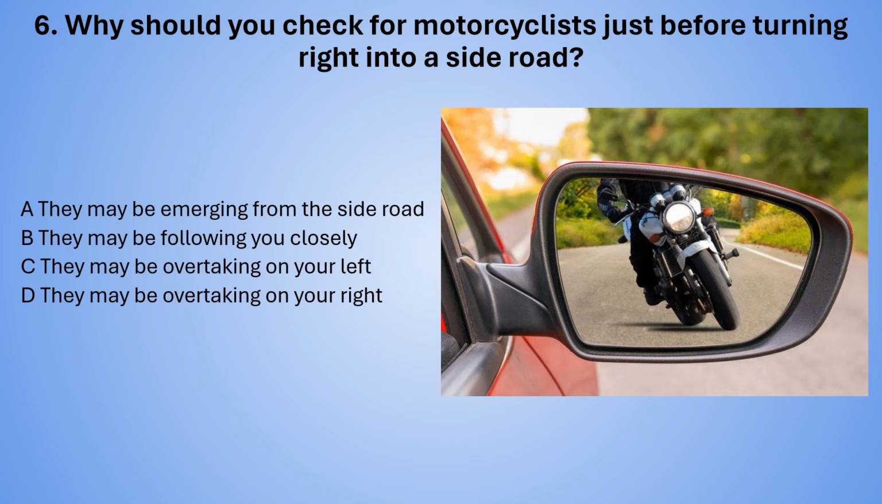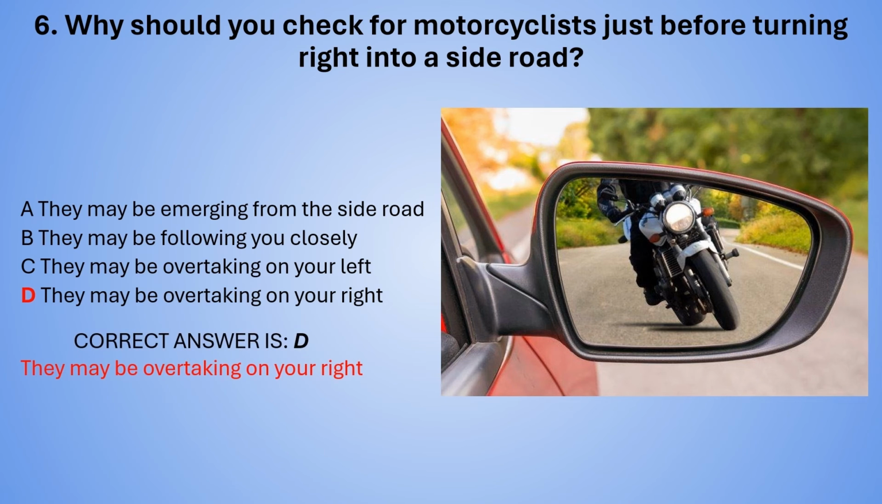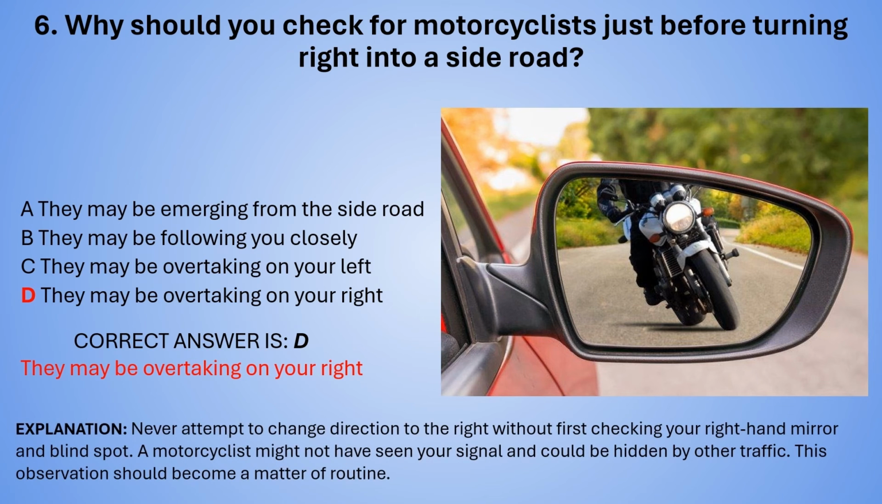And the correct answer is D. They may be overtaking on your right. Never try to change direction to the right without first checking your right-hand mirror and the blind spot. A motorcyclist might not have seen your signal and could be hidden by other traffic. This observation should become a matter of routine.